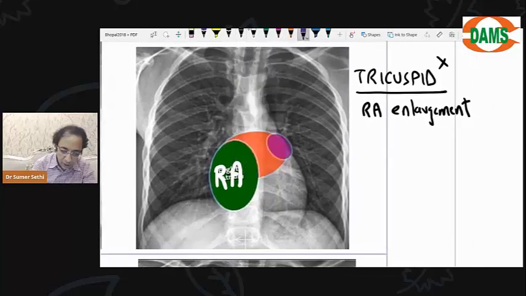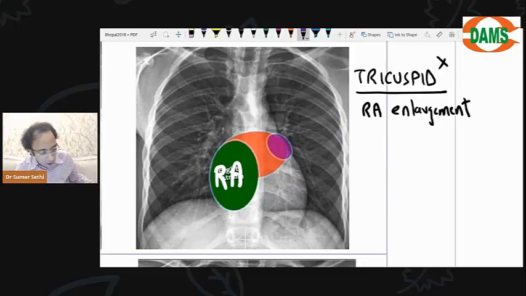So can you name a disease in which the tricuspid valve is lower than its normal position? It sits lower than its usual place.